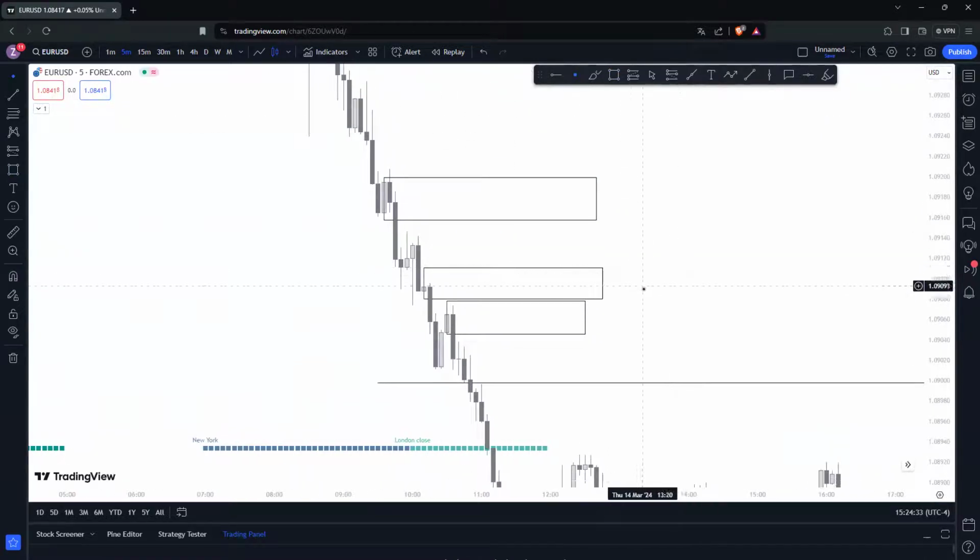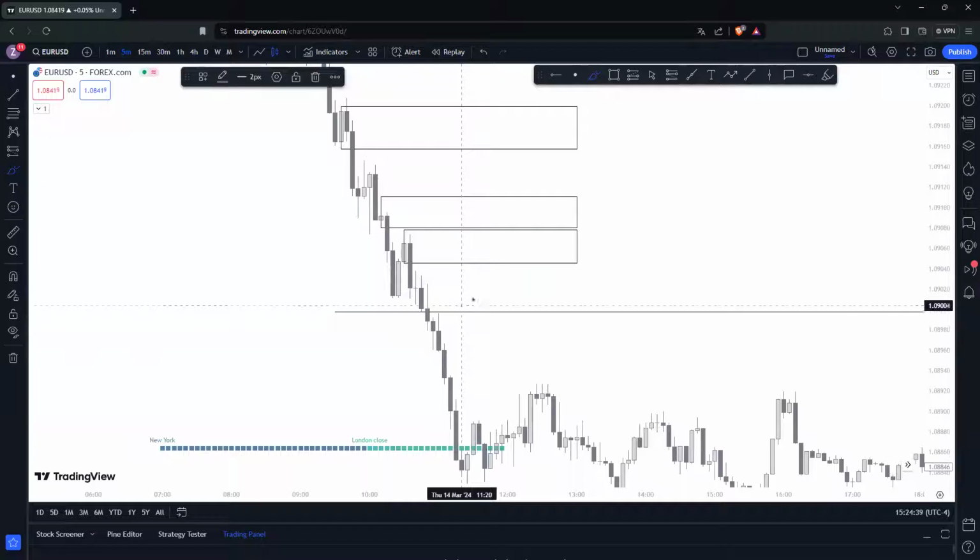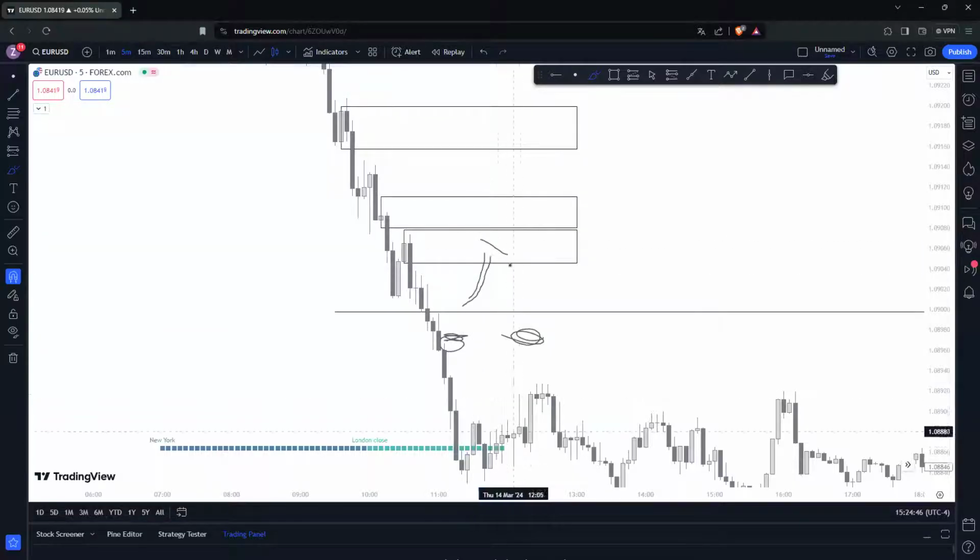Okay, so what you're going to do when you have 3 engulfs: if this one hits before London, basically between Asia and London, that means you're not going to sell there, and you're going to sell on the one above when it hits in London. The second scenario is that this one hits in London. Yeah, you can take your sell stop loss right here.